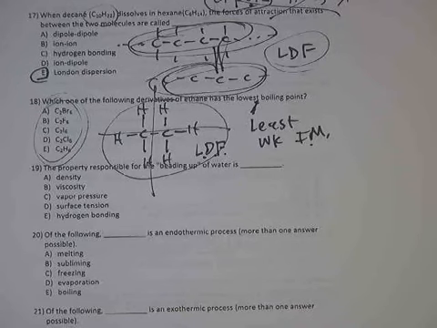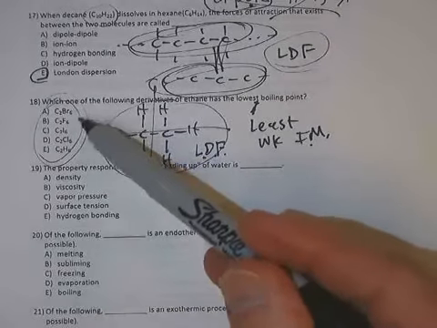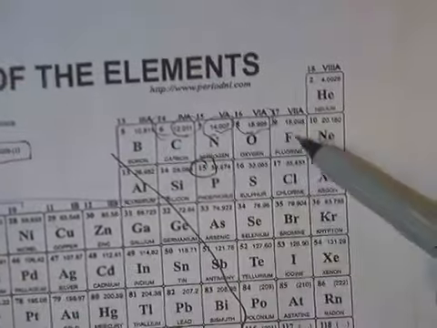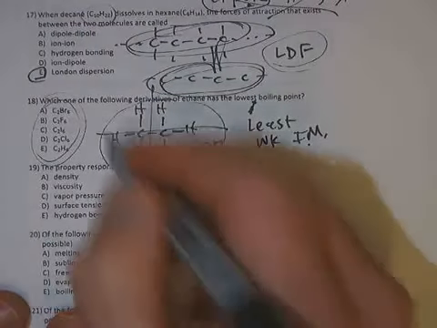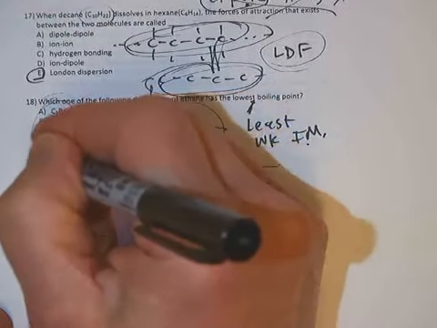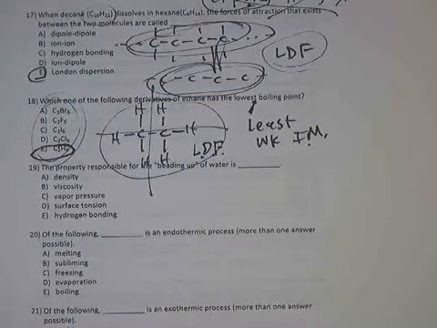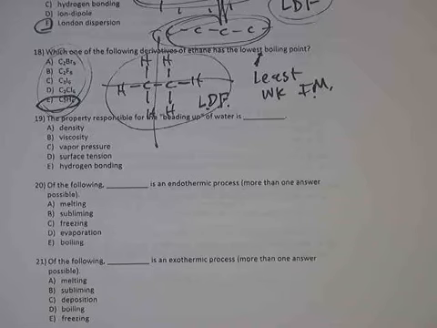Notice that if they're all the same thing all around here, whether it be H's, I's, F's, or Cl's, they're all going to end up being perfectly symmetrical, which means the only kind of forces between all 5 of these kind of molecules are called London dispersion forces.